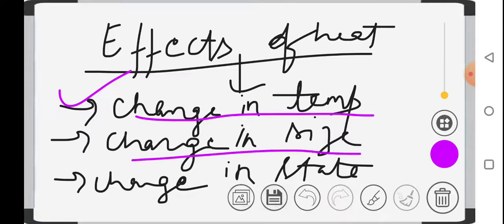Secondly, when heat is produced, there can be a change in size also. Change in size means, suppose you heat something, what happens? Because of heating, that object expands. So when you heat any object, due to the effect of the heat there is a change in size, which is known as thermal expansion. This expansion is known as thermal expansion due to heat.